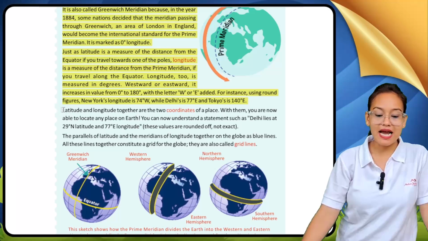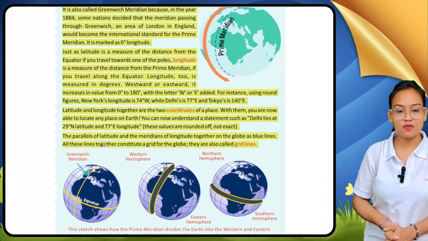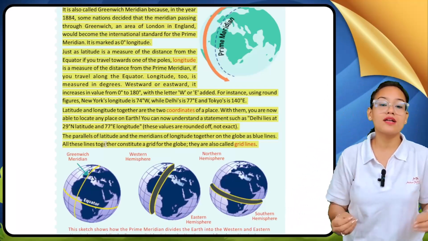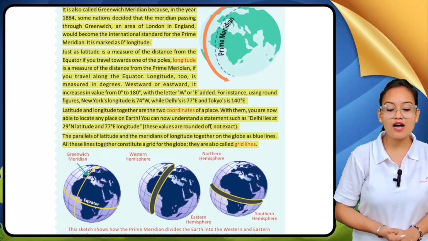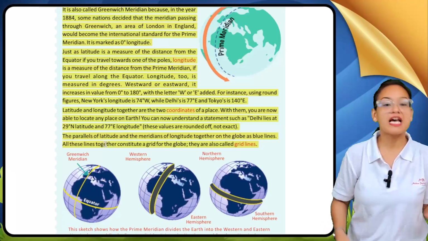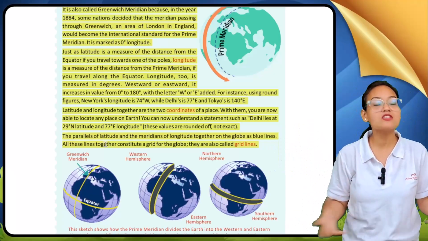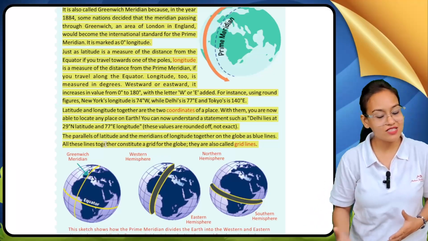Latitude and longitude together are the two coordinates of a place. These are the two coordinates, or two points, on our planet earth. With them you are now able to look at any place on earth. If you know the latitude and longitude of any area, you can easily measure its distance or easily find out its direction.